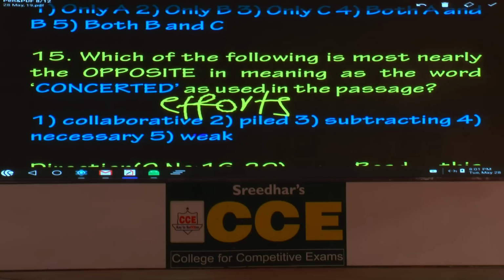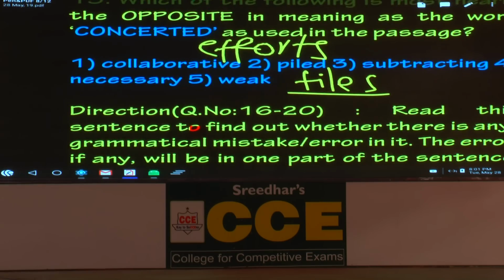Piled, piling up. One of the meanings, pile up, it goes with, write the combination word. The files are piling up. Means you are not able to do the work efficiently, so many files. Subtracting, I don't have to tell the meaning, right? Necessary, weak. So what is the answer? The first option is the answer. You want the opposite? Oh, then what is the answer?